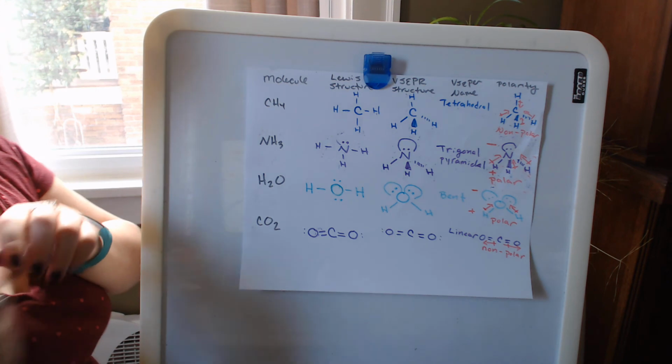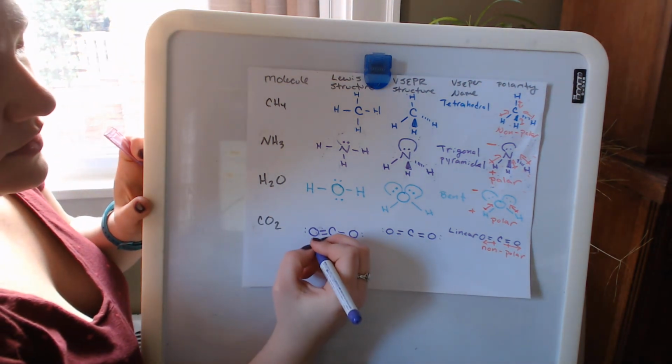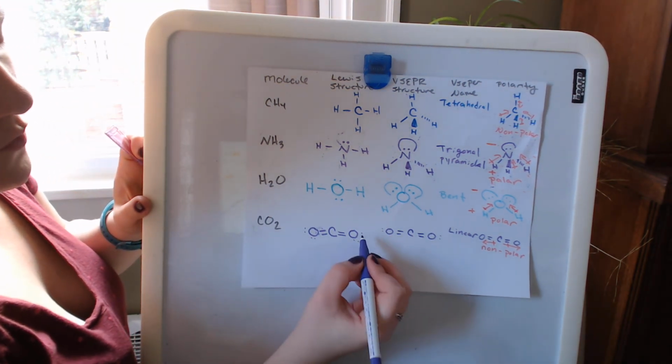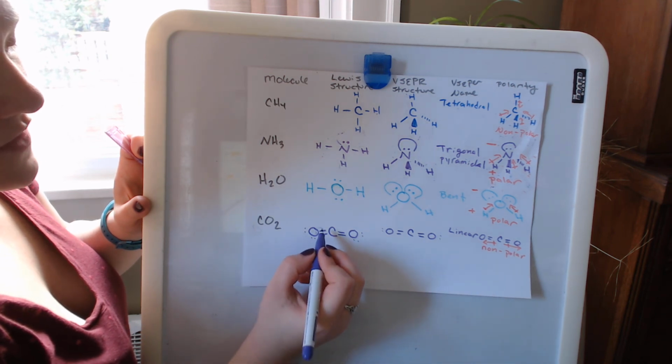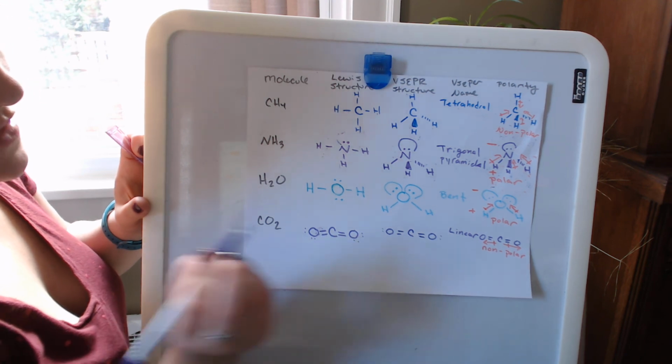Sorry guys, I forgot to add in our second pair of non-bonding electrons here. So 1, 2, 3, 4, 5, 6, 7, 8. 1, 2, 3, 4, 5, 6, 7, 8. And then carbon has 1, 2, 3, 4, 5, 6, 7, 8. Okay.